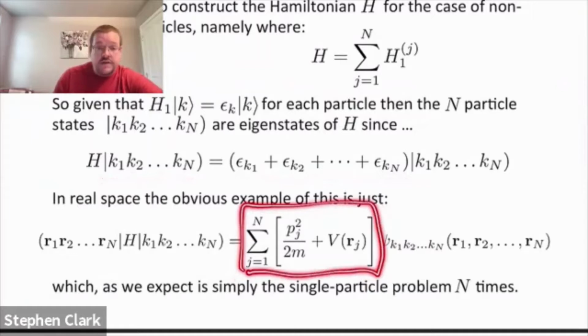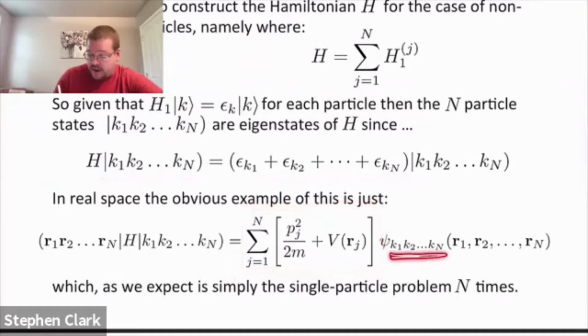Then we'll end up with this, and these could be products of Hermite polynomials or products of plane waves, depending on what this potential was here. So it's just a single particle problem n times. So that's a simple example.